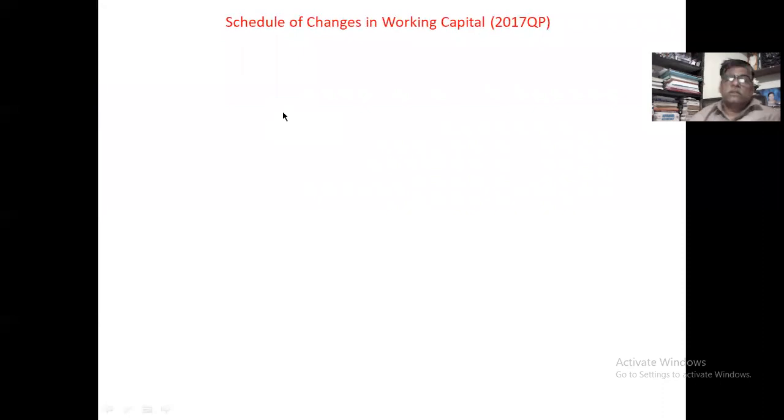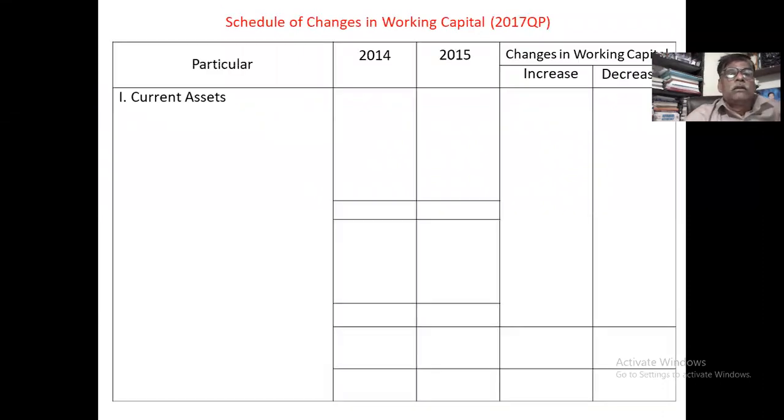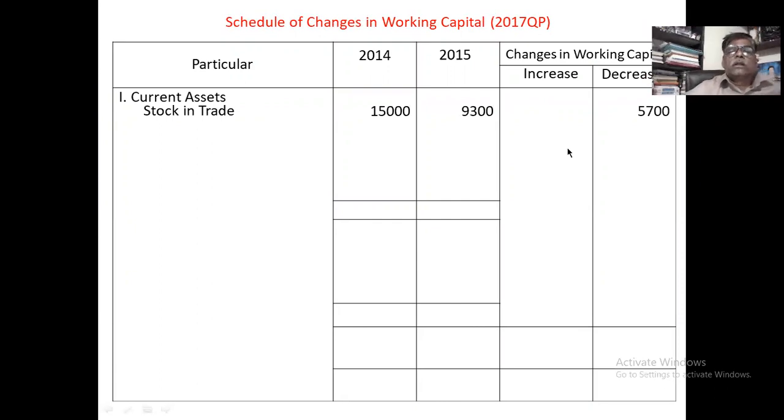First statement is changes in working capital. Schedule of changes in working capital. First you take current asset, stock in trade 15,000, 9,300. So decrease is there. Decrease is 5,700. Okay, 5,700 decrease you record. Thereafter debtors increase is there, you record in the increase column.